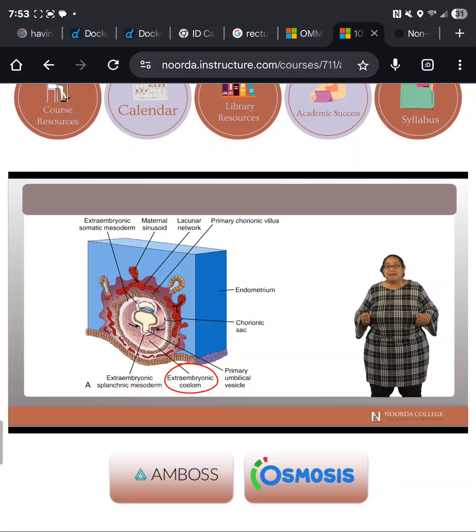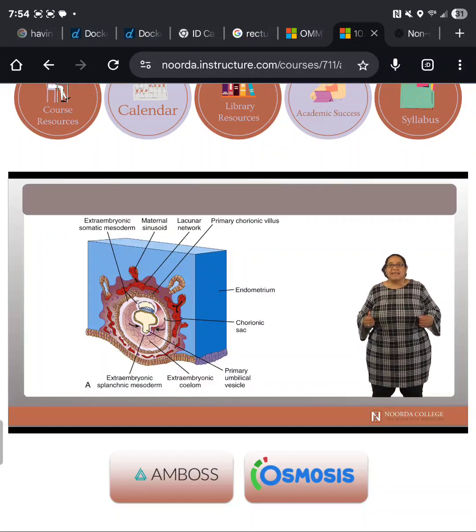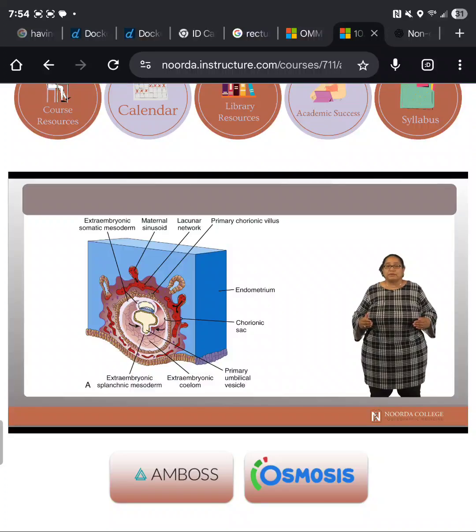This fluid-filled cavity surrounds the amnion and the umbilical vesicle, except where they are attached to the chorion by the connecting stalk. As the extraembryonic coelom forms, the primary umbilical vesicle decreases in size, and a smaller secondary umbilical vesicle forms. This extraembryonic coelom splits the extraembryonic mesoderm into two layers.